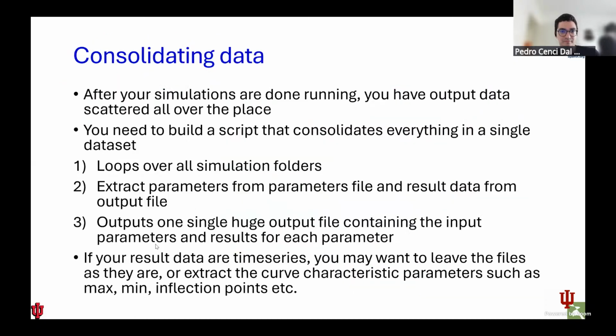Okay, that's our next topic. How do you consolidate all the data? You build a script that loops over all simulation folders, accesses the output files, extracts the parameters, and passes that to a final average output file that contains the values of the parameters and the results. If you have a time series, that's a little bit harder. You may want to measure characteristic parameters of the curve, or just bring them out, do the averages between replicates, and keep them separate from each other.